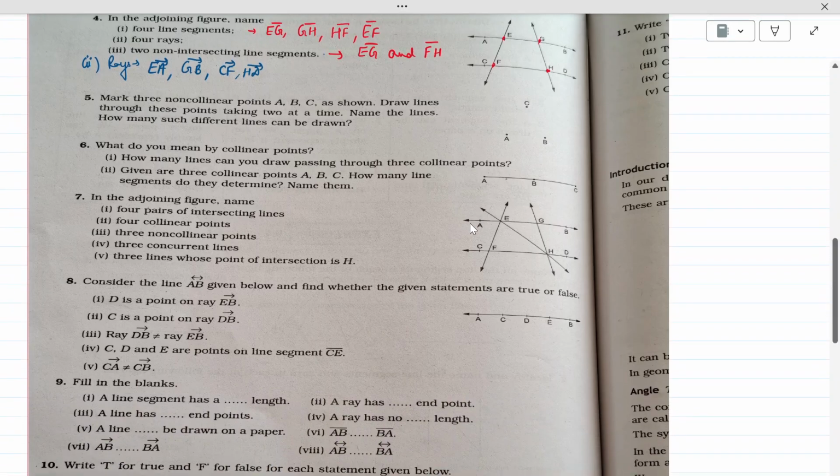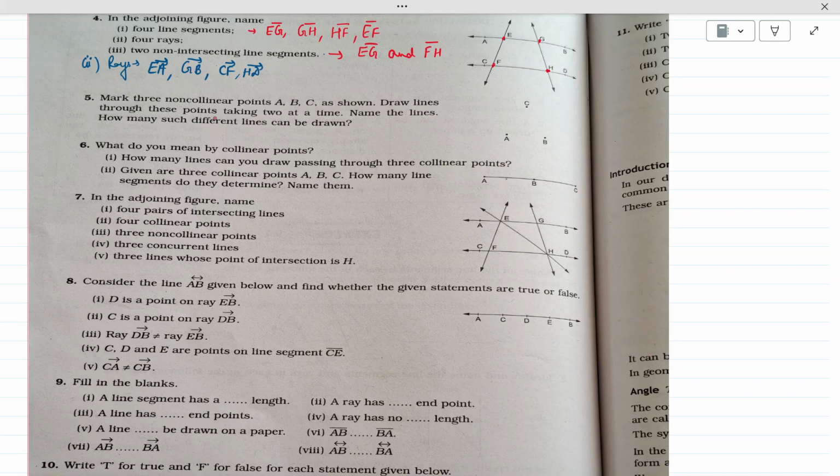Question number 5. Mark 3 non-collinear points A, B and C as shown. So what are non-collinear points? Non-collinear points are the points which are not in the same line. Collinear points are the points which are in the same line. So what they have done is they have marked 3 non-collinear points A, B and C.